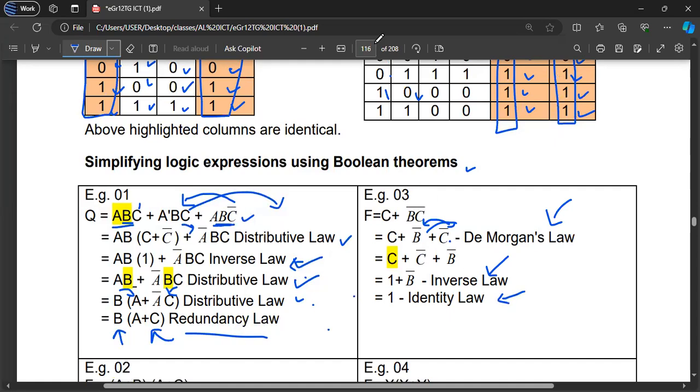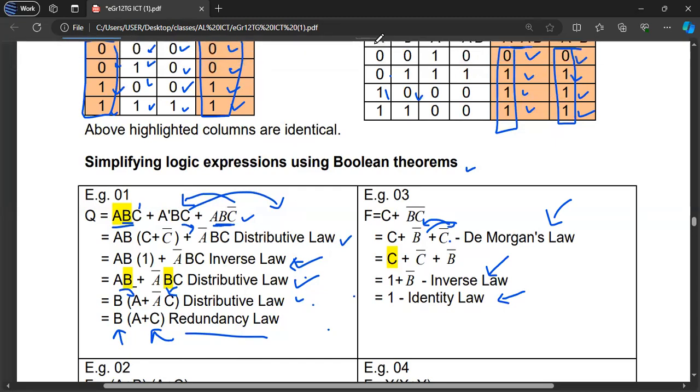So guys, I think the Boolean laws are clear for you. Now you can try the other questions, even in your past papers. You can try it by yourself by simplifying logic expressions using the Boolean theorems.